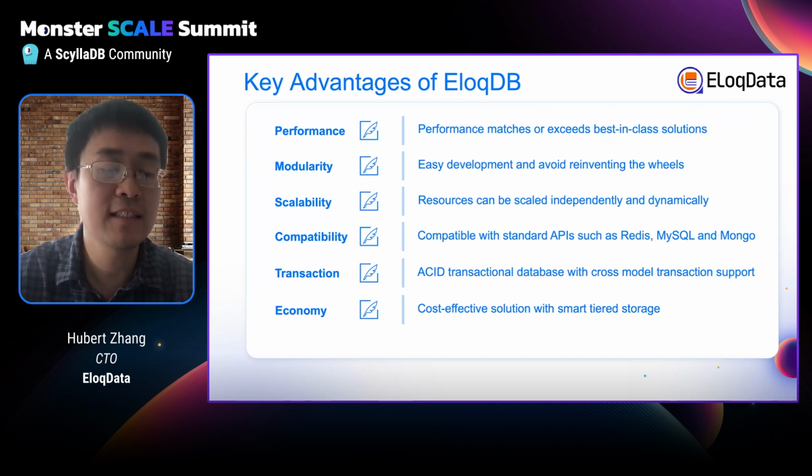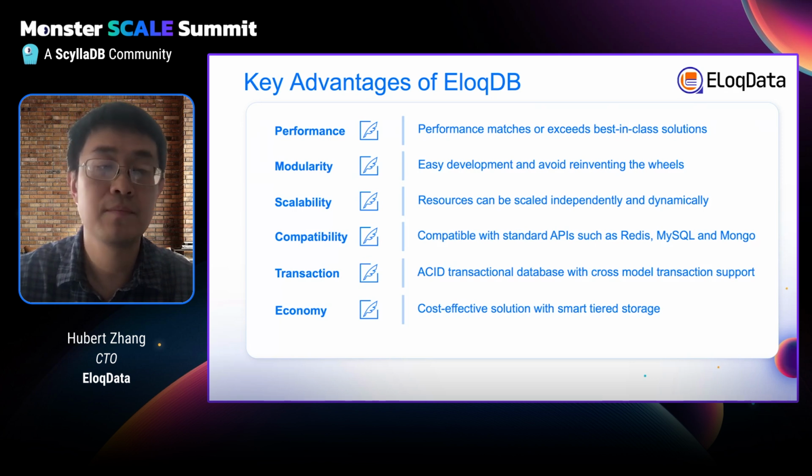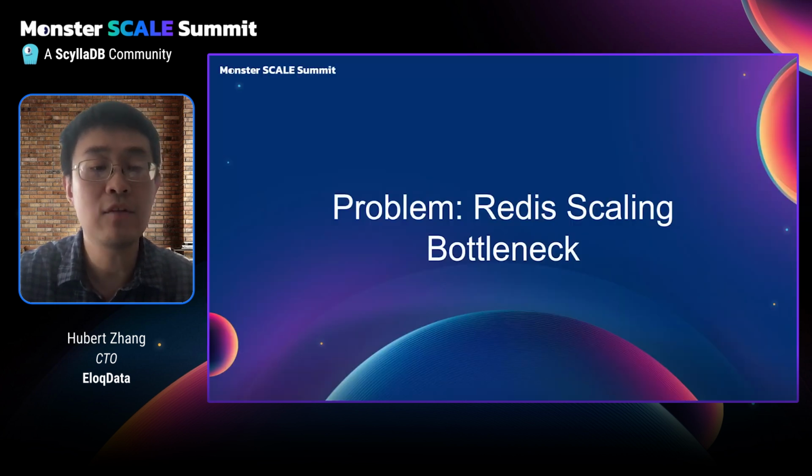The fourth one is compatibility. You can use your favorite API, from SQL and Redis to Mongo, and all the APIs are standard. Next is transaction. EloqDB has fully ACID transactions with cross-model transaction support. Finally, EloqDB is cost-effective by leveraging tiered storage. Now, let's move back to the original Redis scaling bottleneck problem.